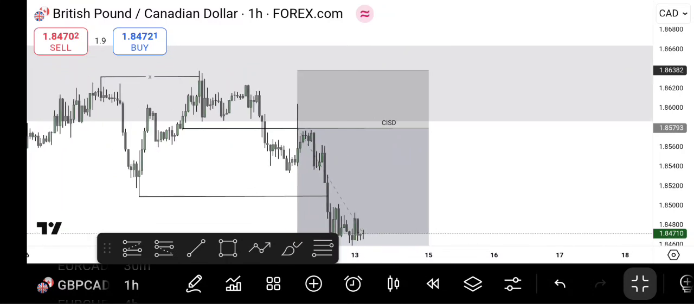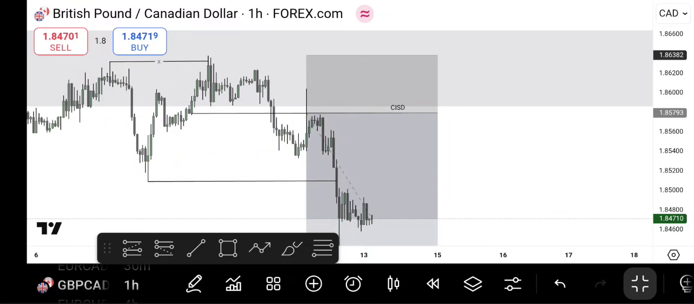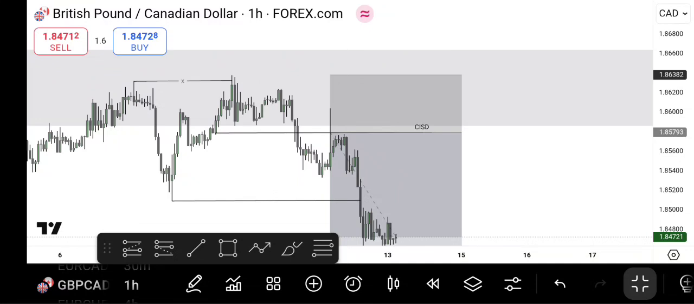CISD is the perfect thing for entry. SMC traders are allowed to use it, and you can use it as an SMC trader or as an ICT trader. So I've already given you the main definition, the main basis of what I want to give you on CISD and market structure shift, and the difference between them.